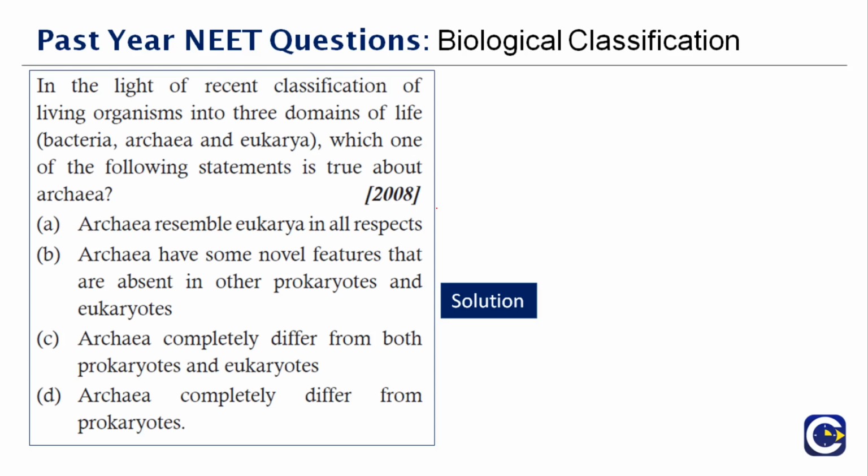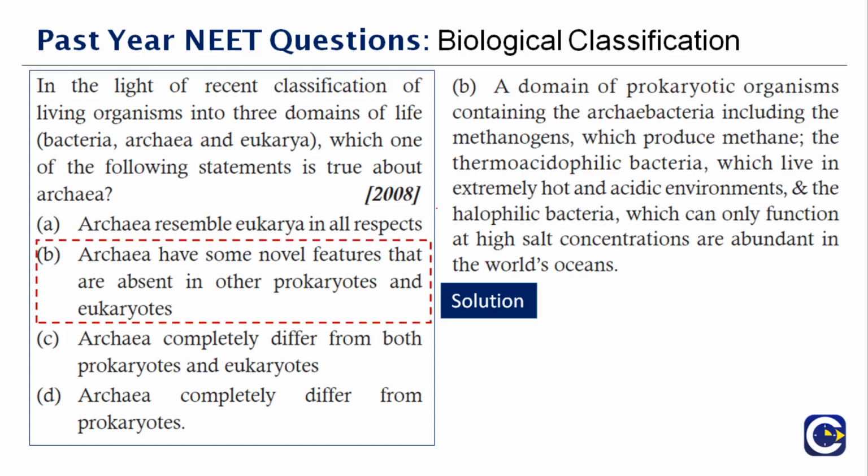I already explained about this in the first question. There is a major difference between Archaea and eubacteria. There is one thing special in them, and that is the cell membrane or the cell wall. All prokaryotes have peptidoglycan, and this one has fatty acids in its cell wall membrane. So archaebacteria have something novel, or novel features, that are absent in prokaryotes and also absent in eukaryotes. So archaebacteria remain unique. The correct answer is option B.